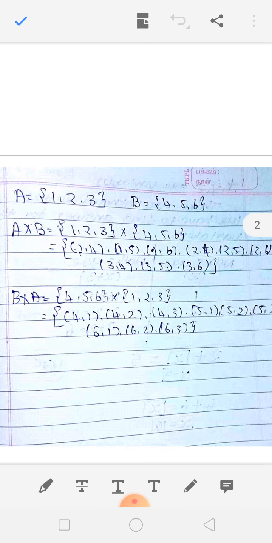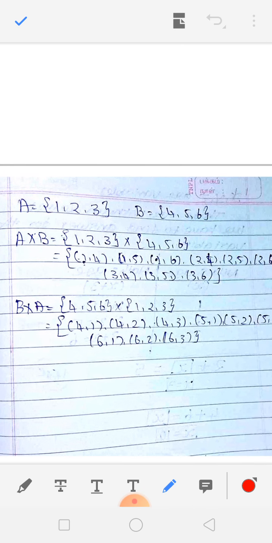This is how we multiply one set by another set. So this is my A cross B answer. Look here clearly. What are the first values? 1, 1, 1 and 2, 2, 2 and 3, 3, 3. No other values. So in the first place I have 1, 2, 3 only.